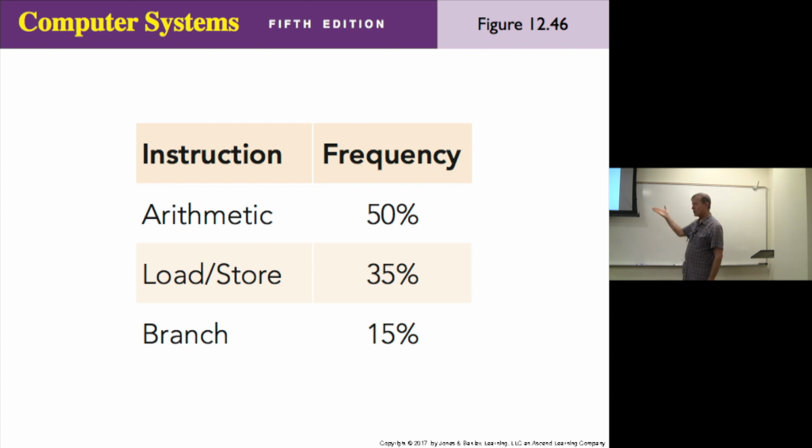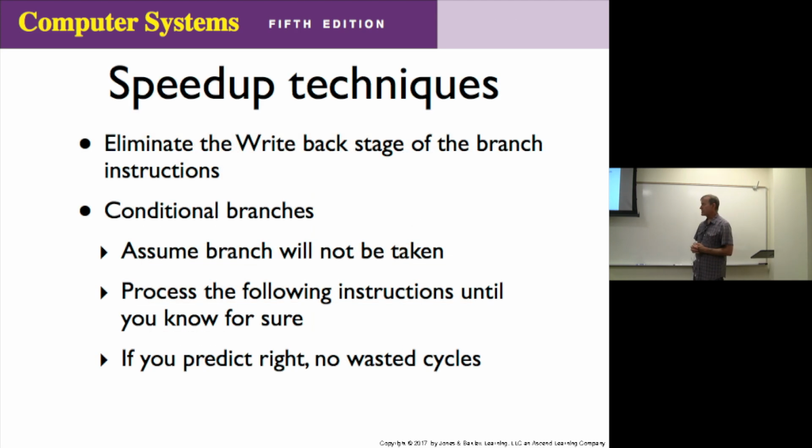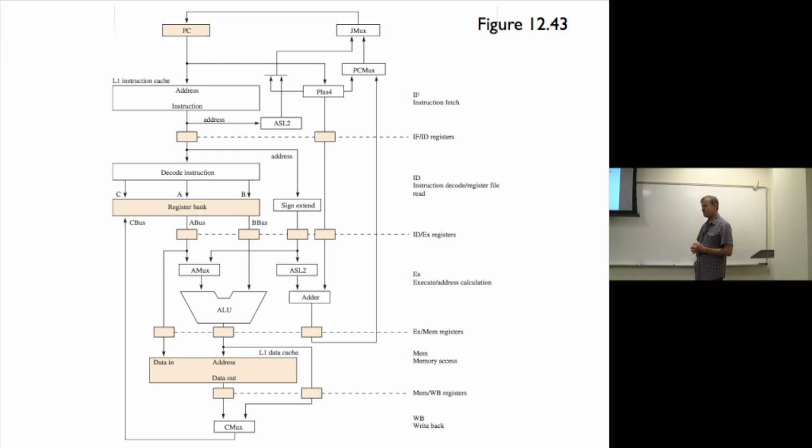It's true that load store takes many cycles, but that's without cache. So now that we're talking about this level, if you have a 90-95% hit rate with your caches, then the load stores can take place in one cycle too. But we already investigated how cache works. So all of this pipelining assumes that we have level one cache right there in the data flow. What are some of the speed-up techniques that we can use in order to increase performance?